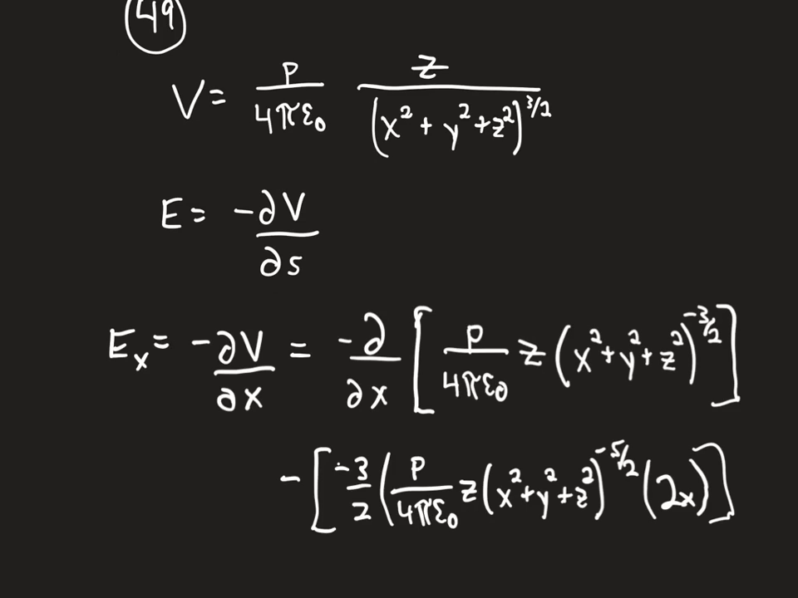So what's the derivative of y squared with respect to x? 0. What's the derivative of z squared with respect to x? 0. If it's not an x, it thinks it's a constant. So these two both go to 0. There are no derivatives there. That's your answer. That's it.